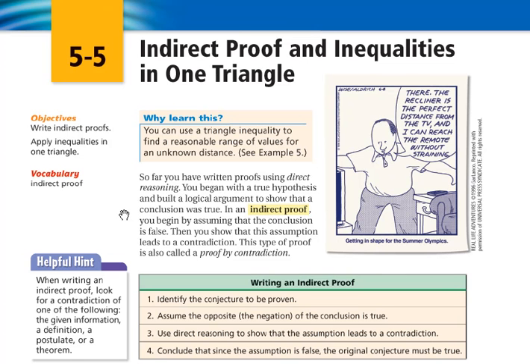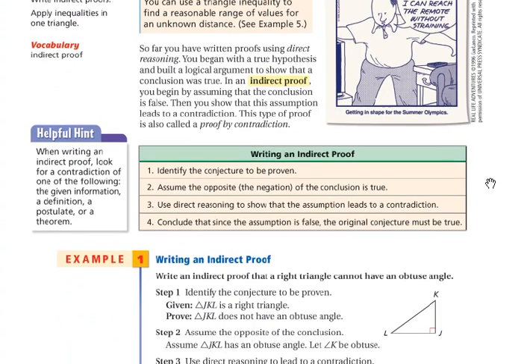So let's take a look at a couple of things. First of all, there is a nice formal way to write an indirect proof. Number one, identify the conjecture to be proven. Number two, assume the opposite of the conclusion is true. Number three, use direct reasoning to show that the assumption leads to a contradiction. In other words, that assumption cannot be true. And then number four, conclude that since the assumption is false, the original conjecture must be true.